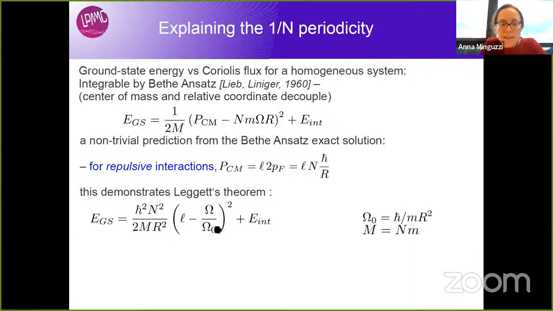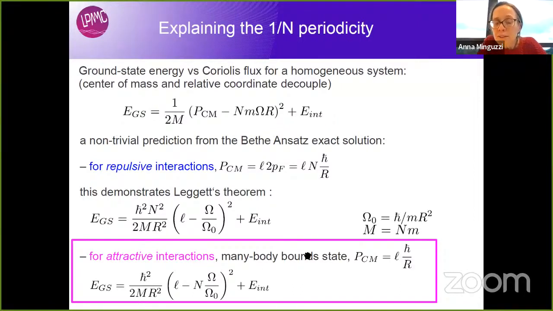Now, if we do the same calculation for attractive particles, as I told you, the ground state is a many-body bound state. In that case, all the particles have imaginary rapidities and form an n-string, with n equal to the particle number. That means the real parts of the wave vectors are all the same, and I can construct a center of mass state which carries the momentum h bar over r, like a single particle. Just this particle has a mass n times bigger than the mass of a single particle. This is the mass of the many-body bound state. So if I plug this center of mass value into the ground state energy, I obtain immediately the 1 over n behavior in the ground state energy.